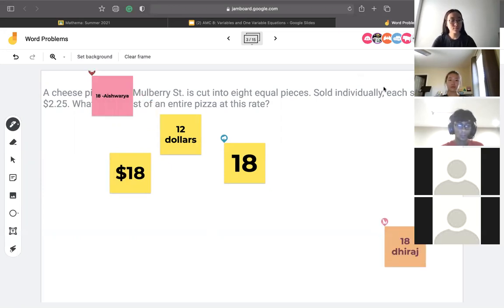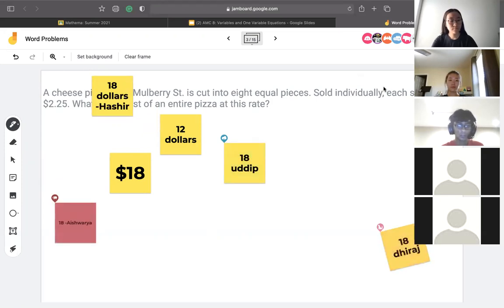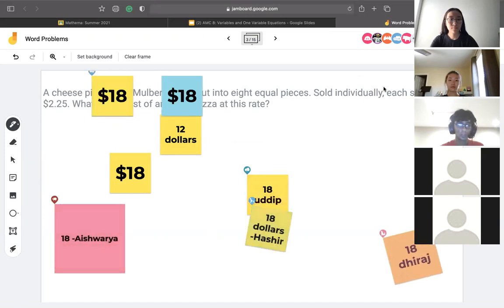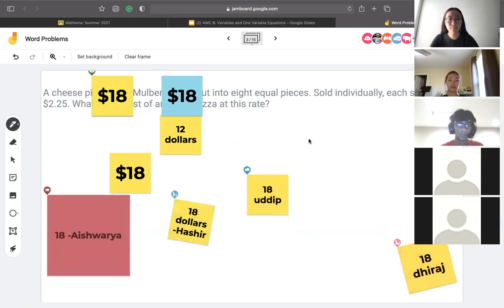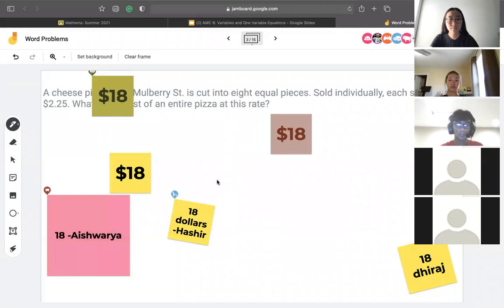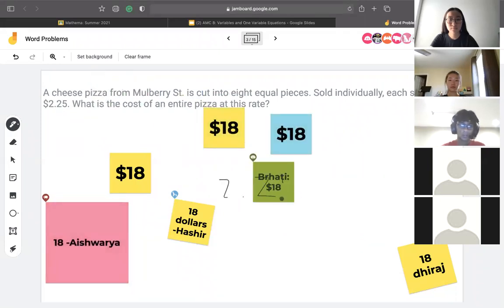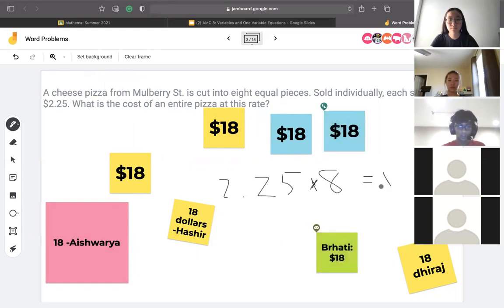Okay, I see a 12 and I see 18. Okay, I see mostly 18s, and then I see 112. So the answer here is going to be $2.25 times 8. And that's going to be equal to 18, because each slice of pizza costs $2.25, and a whole pizza is made up of 8 slices. So it'd be 8 times $2.25.